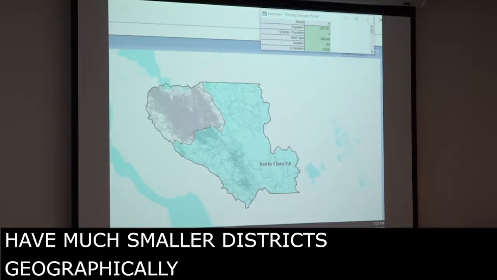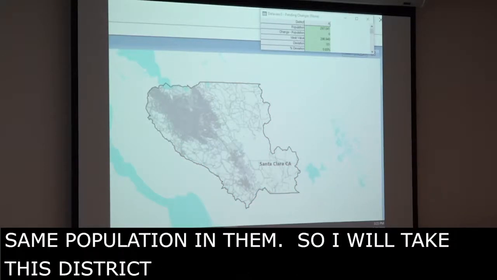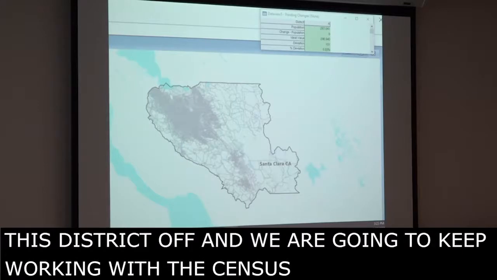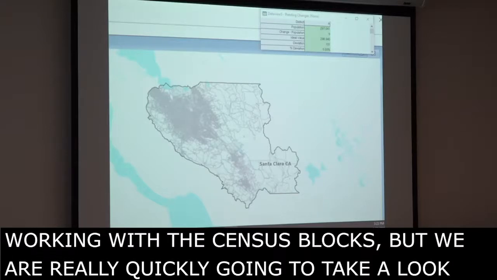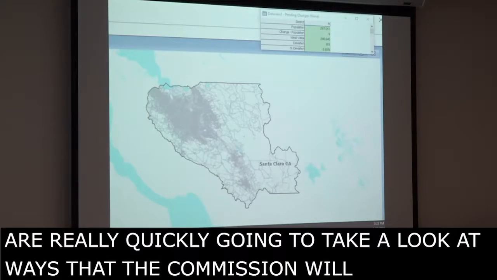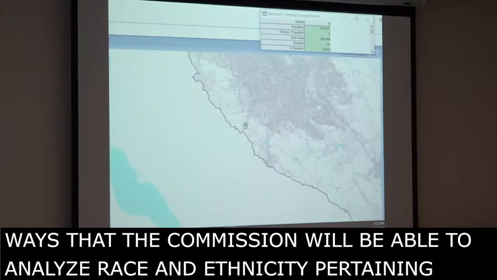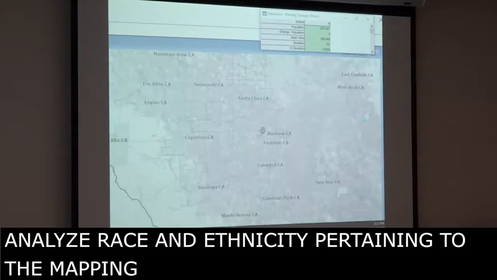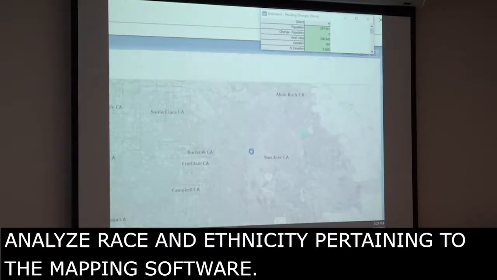So I'm going to take these districts off, and we're going to keep working with the census blocks. But we are really quickly going to take a look at ways that the commission will be able to analyze race and ethnicity pertaining to the mapping software. So I'm going to zoom in here to San Jose.